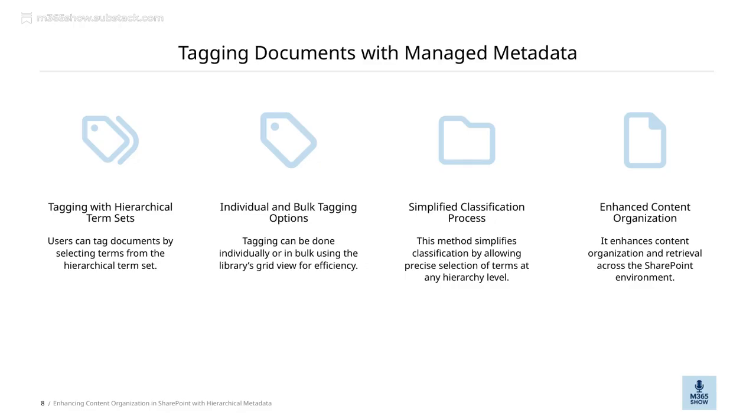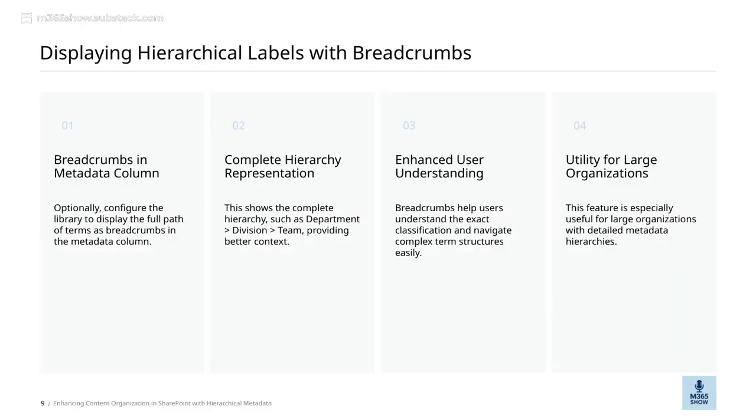Now, let's take a closer look at how displaying hierarchical labels with breadcrumbs can really enhance content organization in SharePoint. This feature is particularly valuable for large organizations that deal with extensive and detailed metadata hierarchies. Breadcrumbs serve as a visual aid, helping users understand exactly where they are within the classification structure and making it easier to navigate through complex term arrangements.